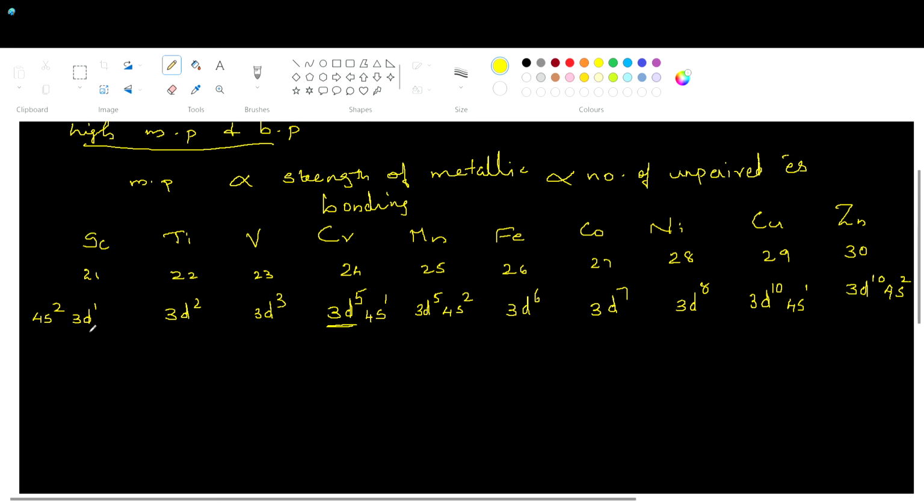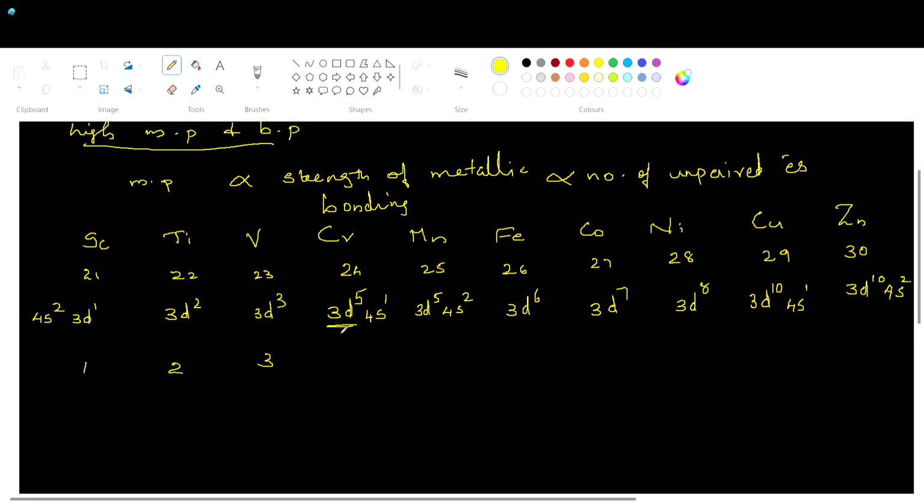So let's study how the melting point and boiling point vary across the 3d series. As I told you, the melting point depends on the number of unpaired electrons. How many unpaired electrons are there in scandium? With the 3d1 configuration, it contains only one unpaired electron, right? Titanium contains 3d2, meaning 2 unpaired electrons. Vanadium, 3 unpaired electrons.